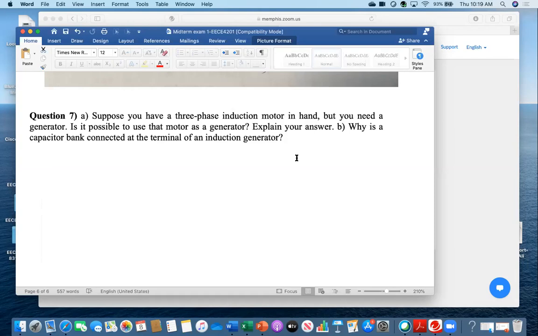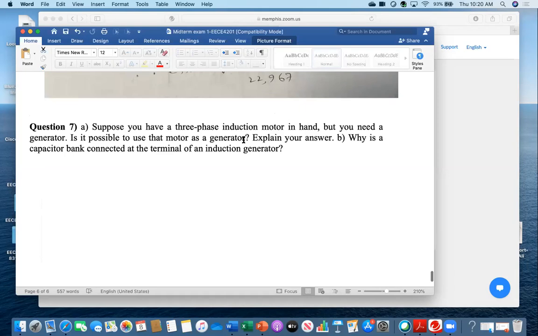It is the same machine, same device. Sometimes you could use it as a motor, sometimes as a generator. It depends on the mode of operation. So for this specific question in the exam, the answer is yes.